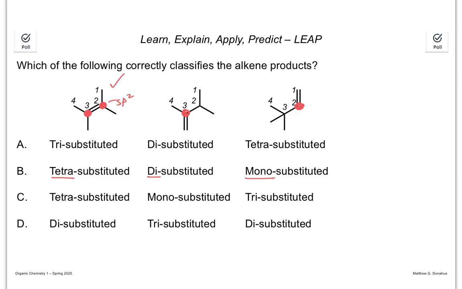Why would the middle one not be tetra substituted? Is it just because there are 2 of the substituted? So if you look at this carbon right here, it has a carbon and a carbon. So that's 2. When you look at this one, it's hydrogen and hydrogen. So you're only counting these carbon substituents.